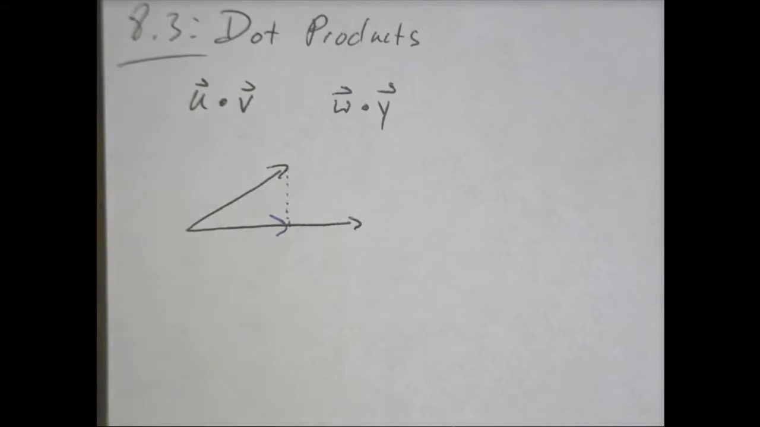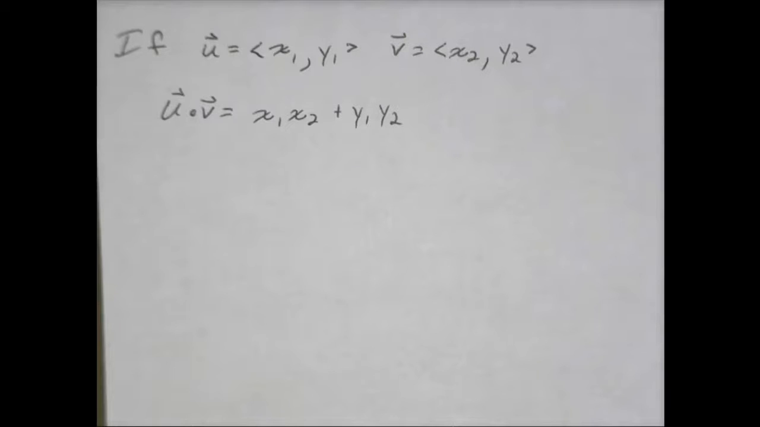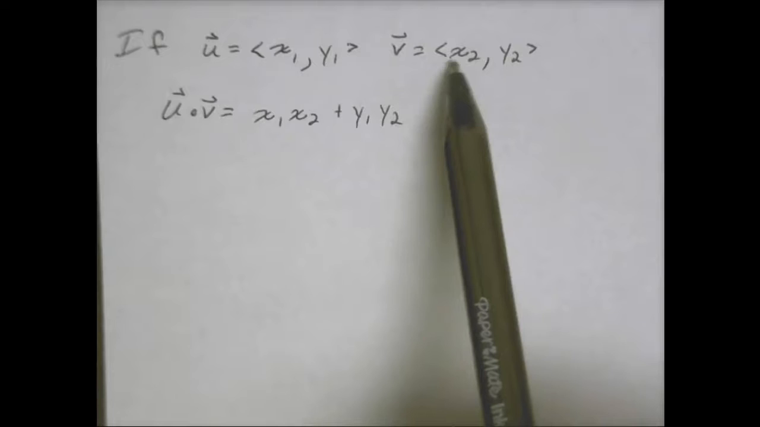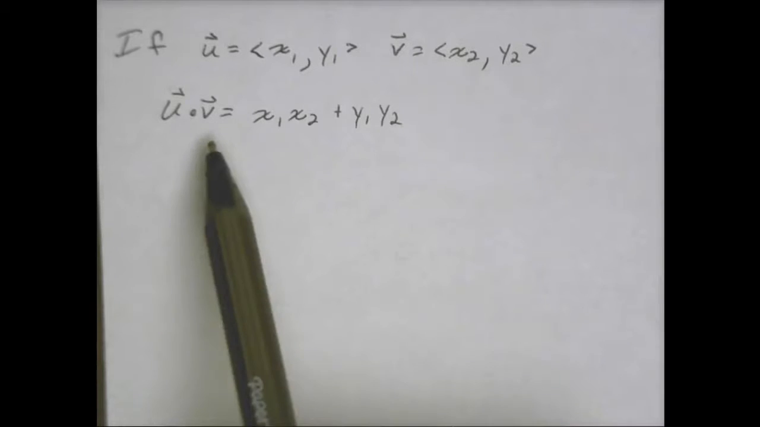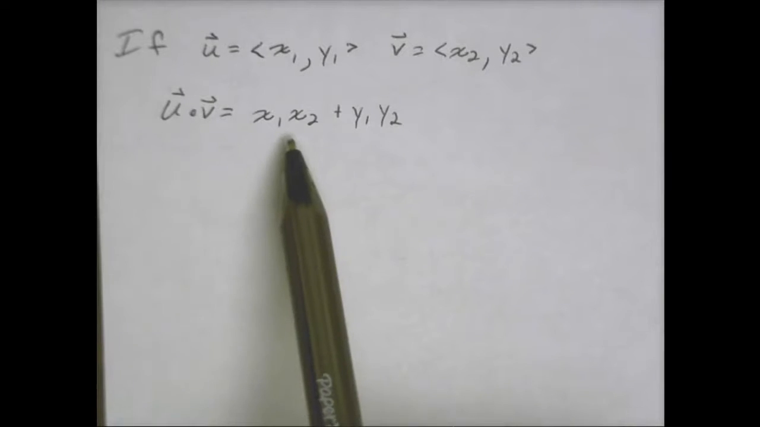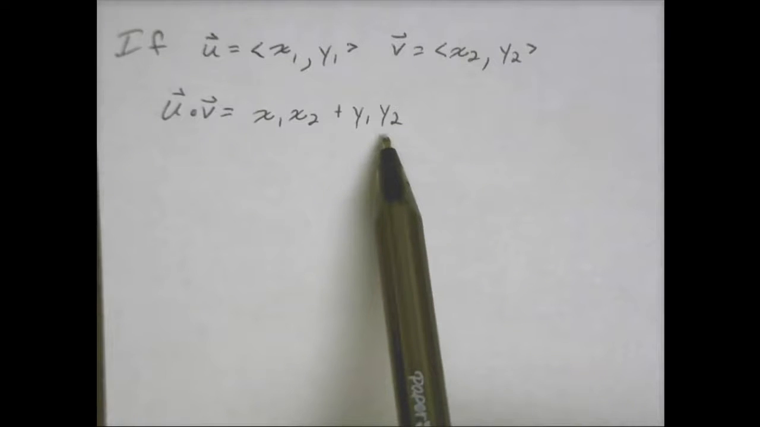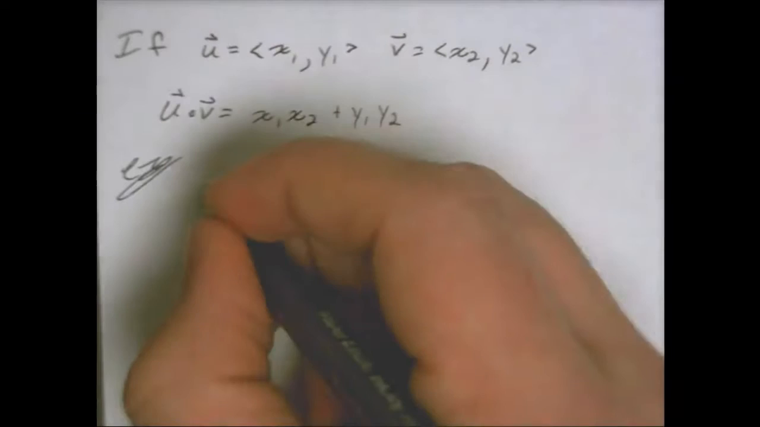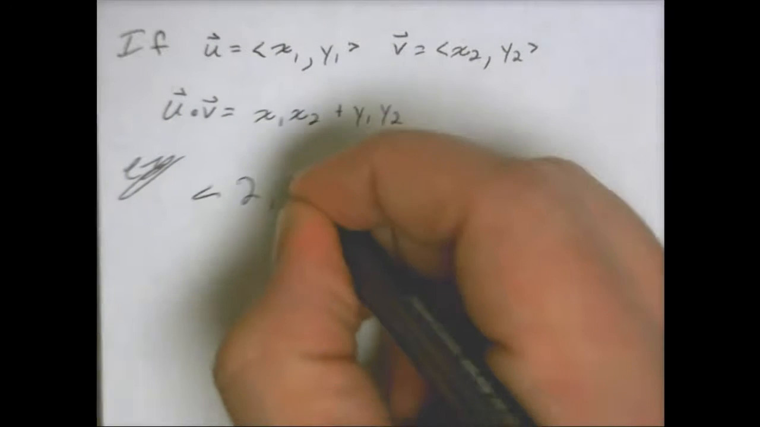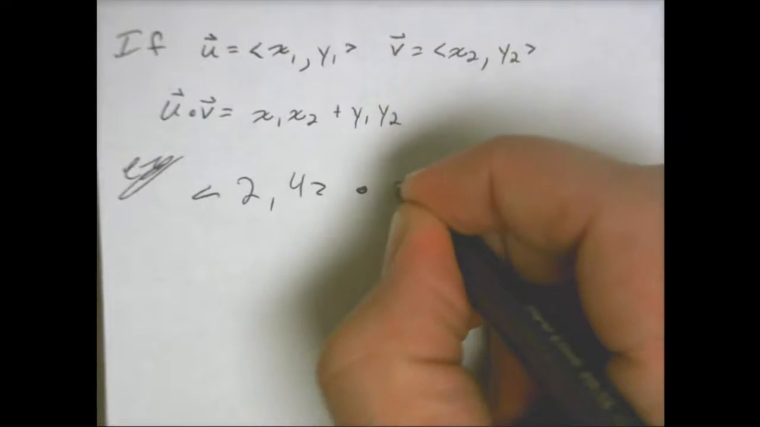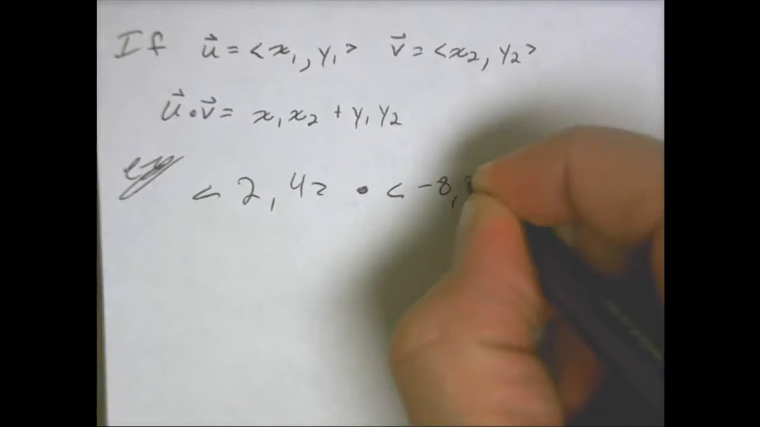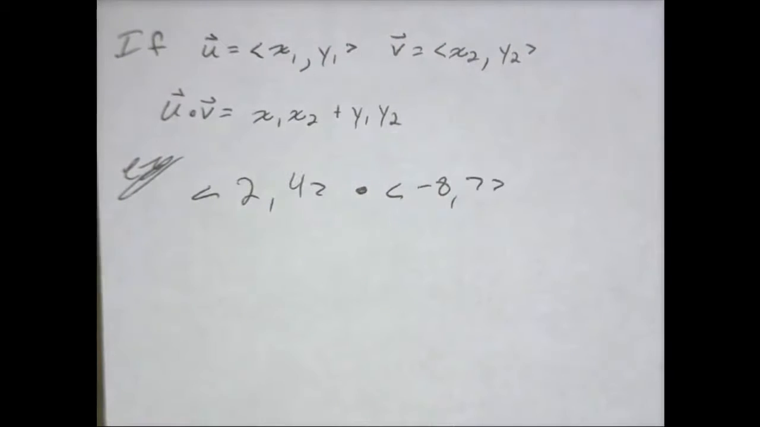So let's say I'm given two vectors. U is the vector where I have an x and a y value. V is a vector where I have an x and a y value. In order to find the dot product, you just take the x values, multiply them together, and add the y values multiplied together. So for example, if I wanted to find the dot product of 4 and, I don't know, negative 8, 7.